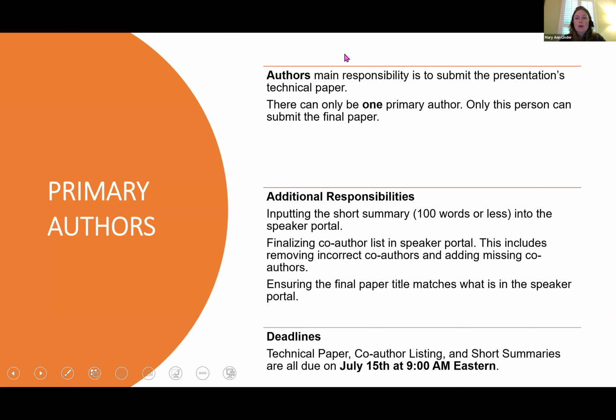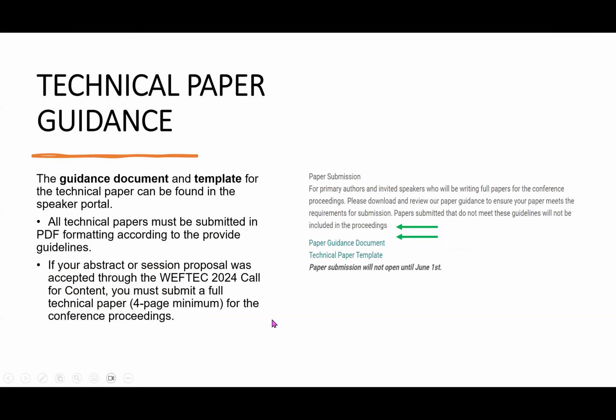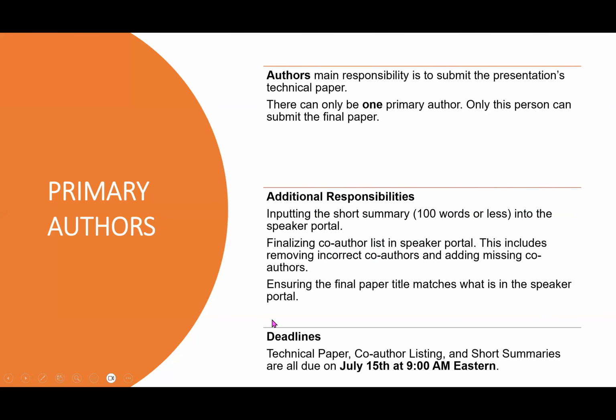Your paper, your co-author list, and your short summaries are all going to be due on the 15th of July. And those are your kind of deadlines. As a primary author, you will also sign the license agreement, and that will need to be signed by August 1st.